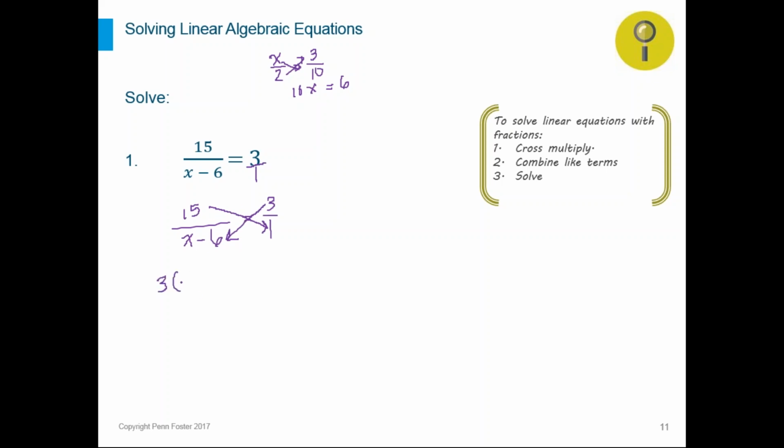3, parentheses, times x minus 6, just to give me the right message that 3 should be multiplied to the x and to the negative 6, because some students would just multiply 3 times x and just leave the 6 as is, which is not correct. We're multiplying the whole numerator times the whole denominator. That's the first side of the equation. The second side equals 15 times 1 is 15.